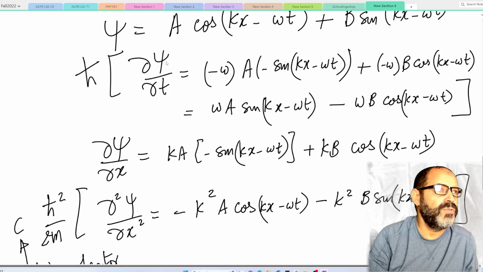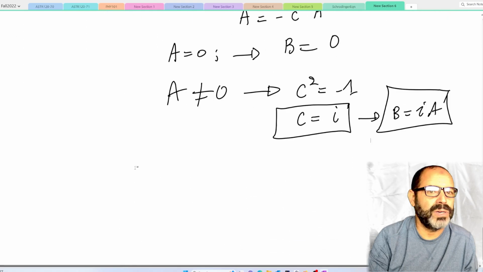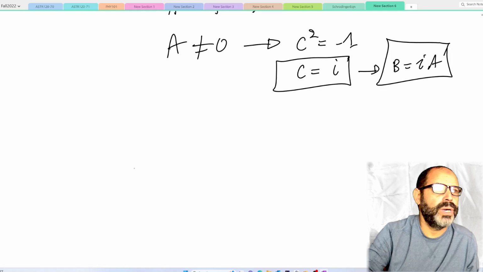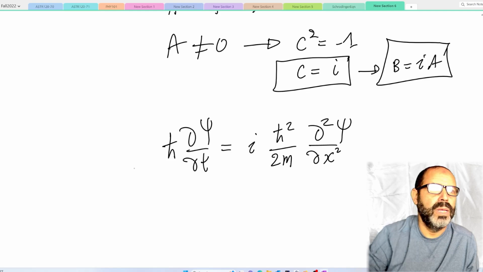So h bar, the first derivative of psi with respect to t, must be equal to i h bar squared over 2m times the second derivative with respect to x for a free particle. So this is where we ended up. H bar, the first derivative of psi with respect to t, must be equal to c, which is i, times h bar squared divided by 2m times the second derivative of psi with respect to space.